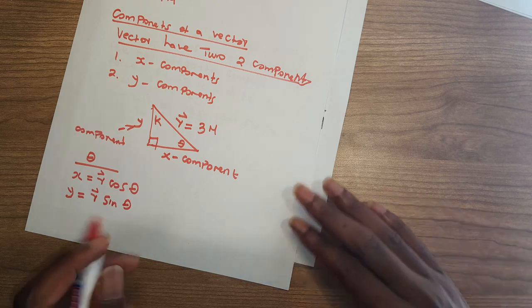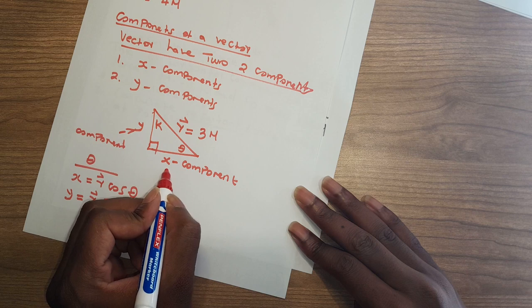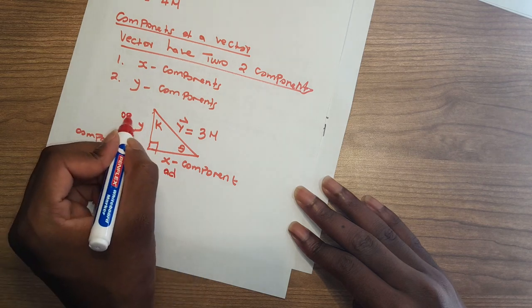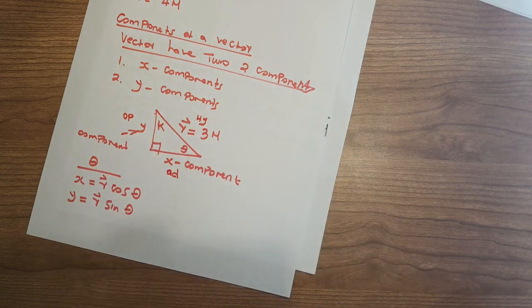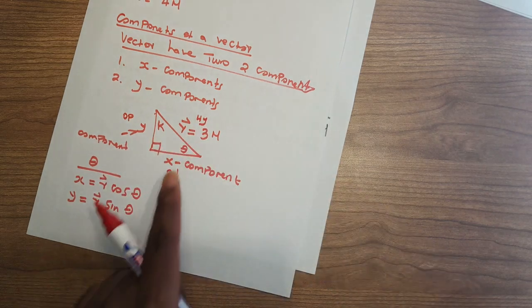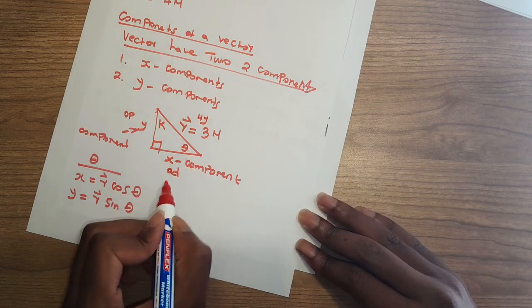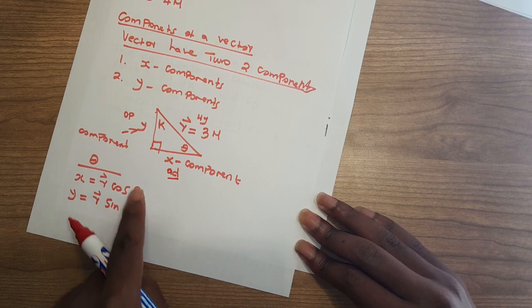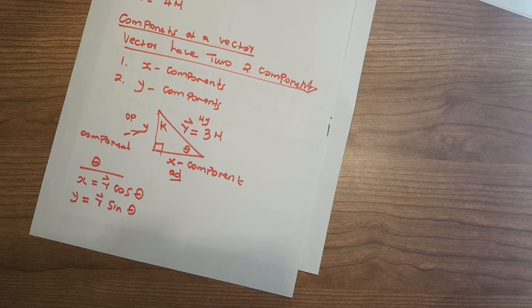But let me just label this triangle perhaps. This is my adjacent, right? This is my opposite, and this is my hypotenuse, right? So if the angle that you're gonna use is on the adjacent side of the triangle, these are the formulas that you're gonna use to find the x and y components. So I'm gonna repeat this.